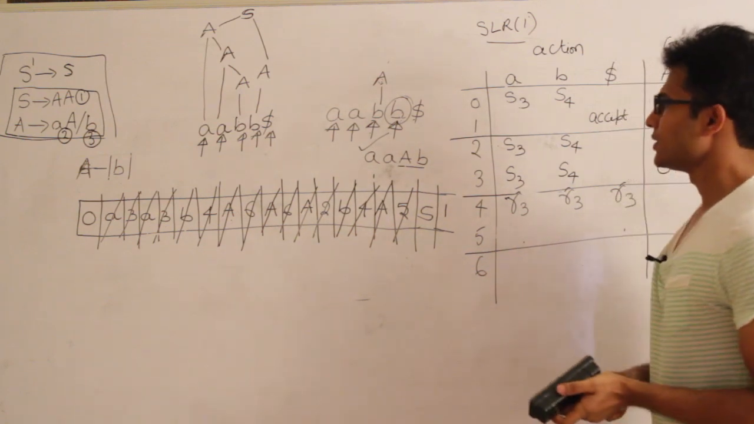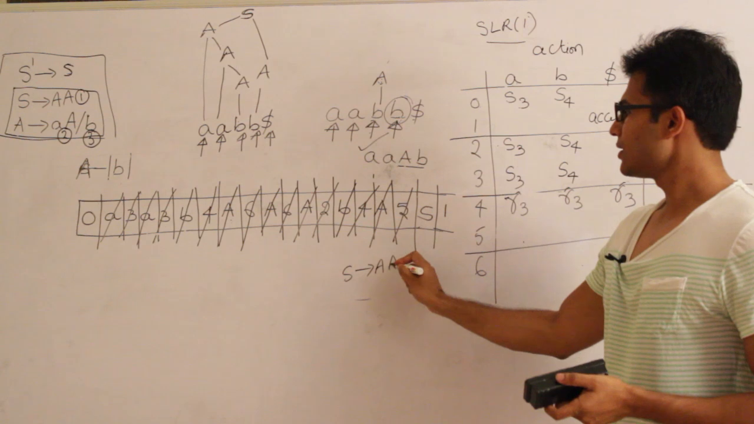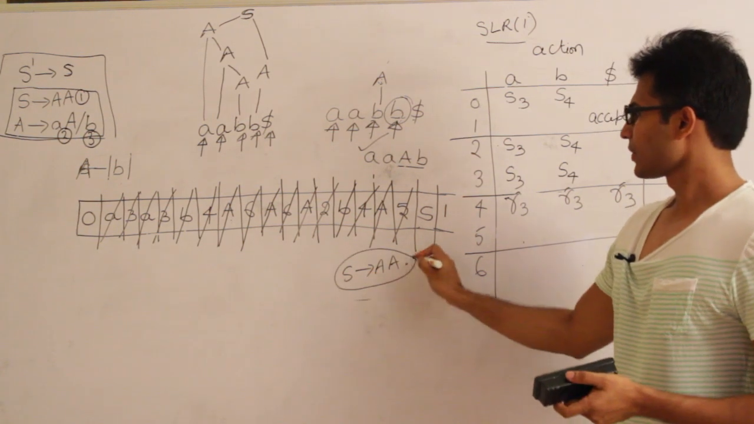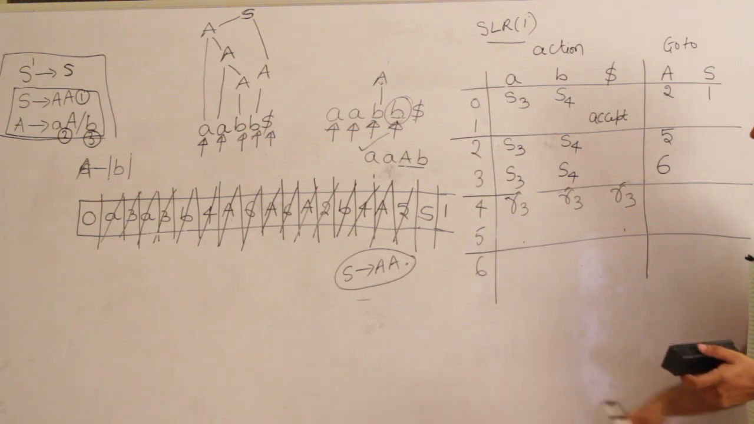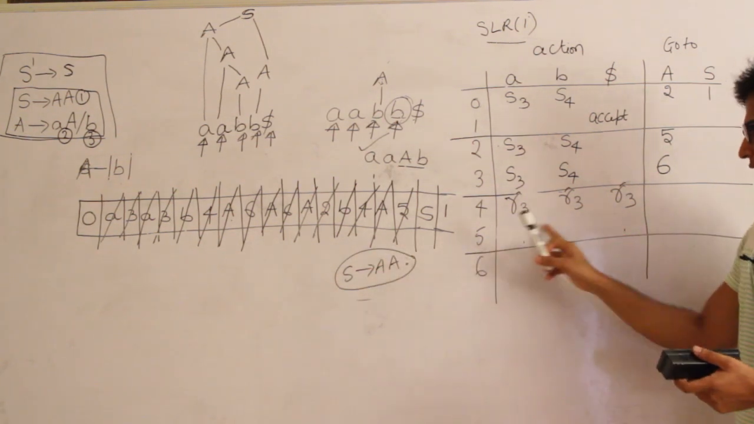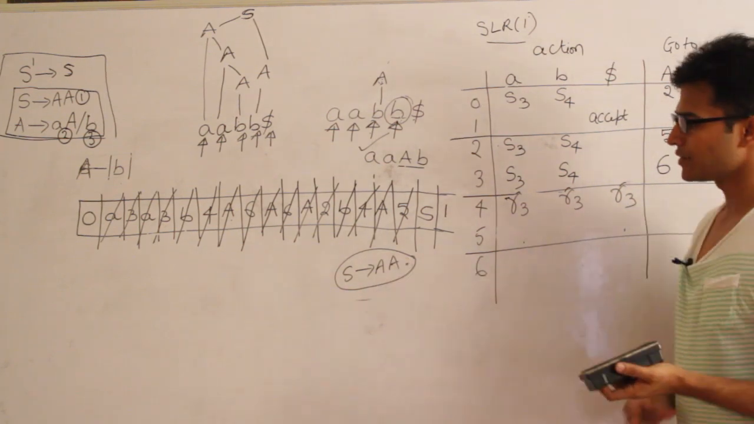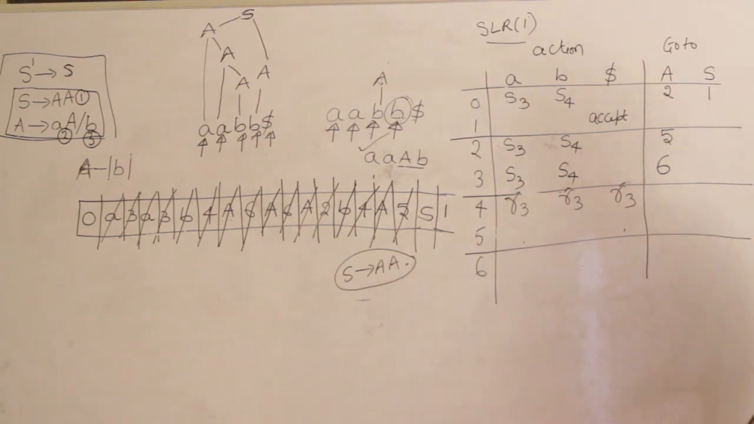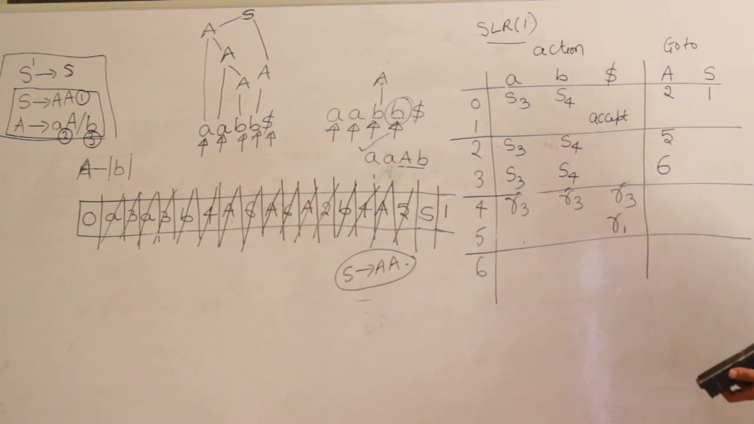State 5 is containing S derives A dot, which means state 5 is containing the production R1. We should not place R1 in the entire row in the SLR1 parsing table. We have to place it only in the follow of the left hand side. Now what is follow of the left hand side? What is follow of S? Follow of S is dollar. Therefore you have to write R1 here.